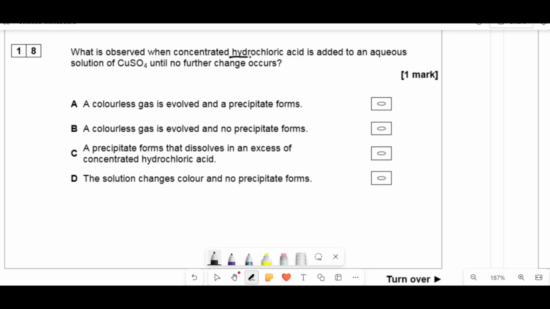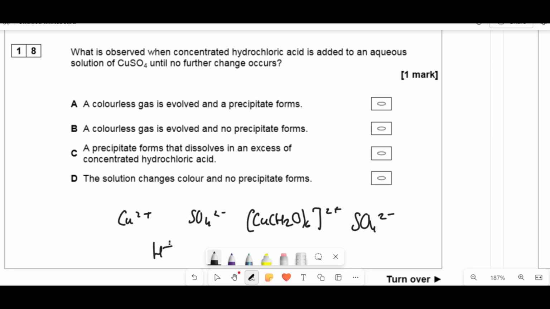So what's observed when you're adding concentrated hydrochloric acid to an aqueous solution of CuSO4? If we're looking at that, we've got Cu2+ and SO4 2-, right? But if you go one step further, it's a transition metal, so you've got [Cu(H2O)6]2+ and SO4 2-. And now we've just added loads and loads of H+ and Cl-. Any idea what might be going on?